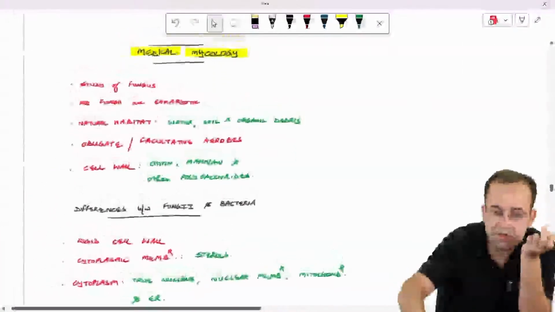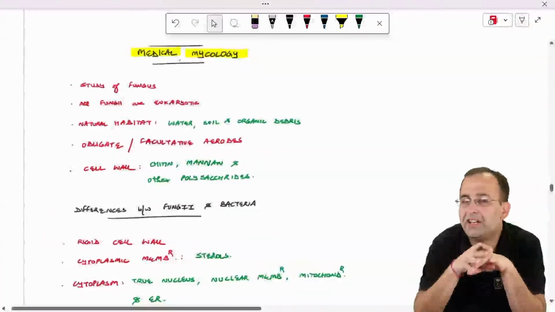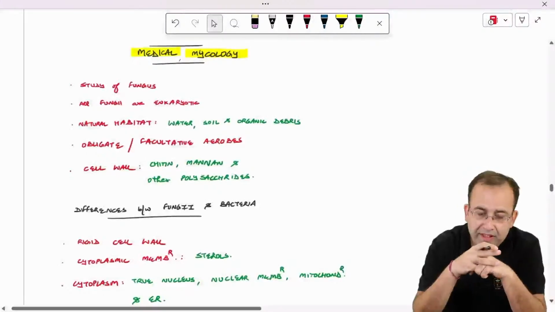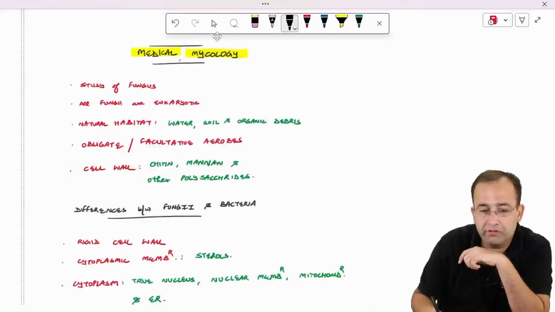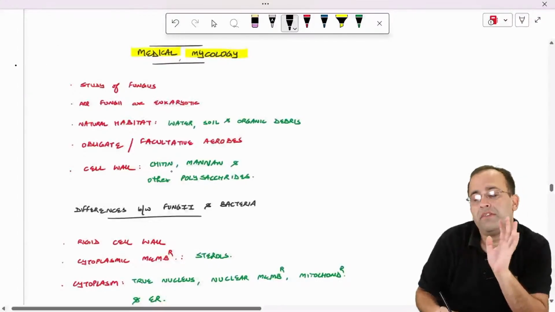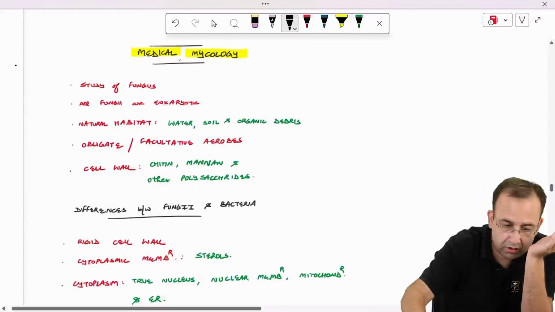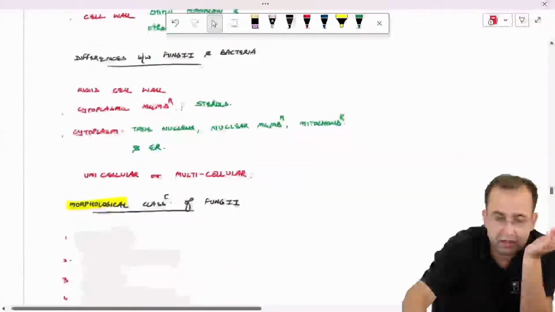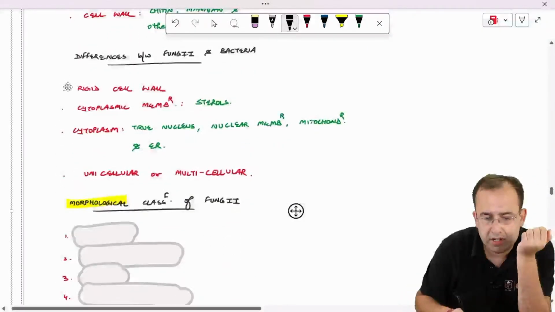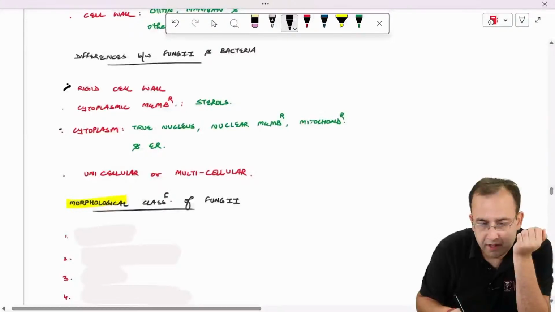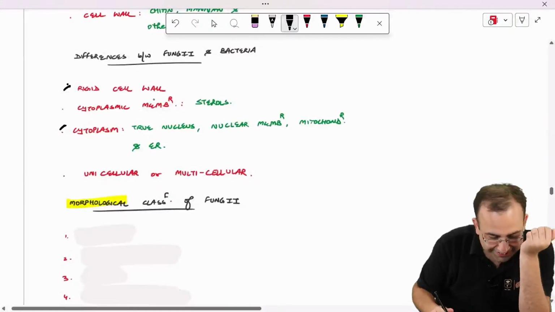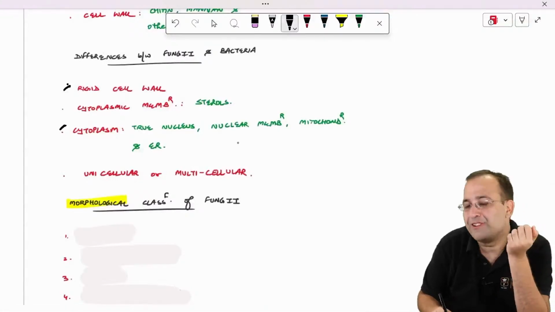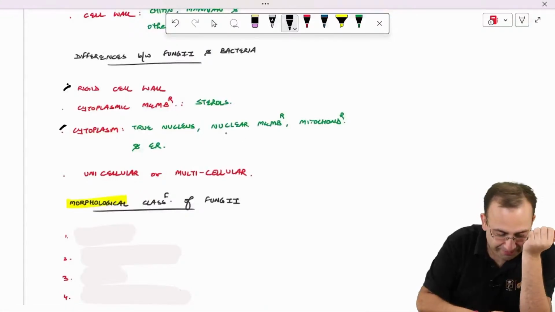And this gets us to what our INI examiner suffered from this time in the exam, because he had 14 to 15 questions from mycology. Now, I am not even interested in telling you that fungi have a rigid cell wall. They have cytoplasm with a true nuclear membrane, with mitochondria and endoplasmic reticulum.